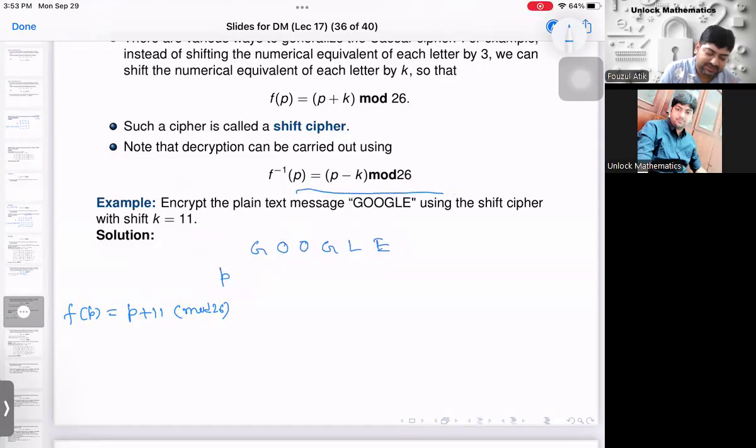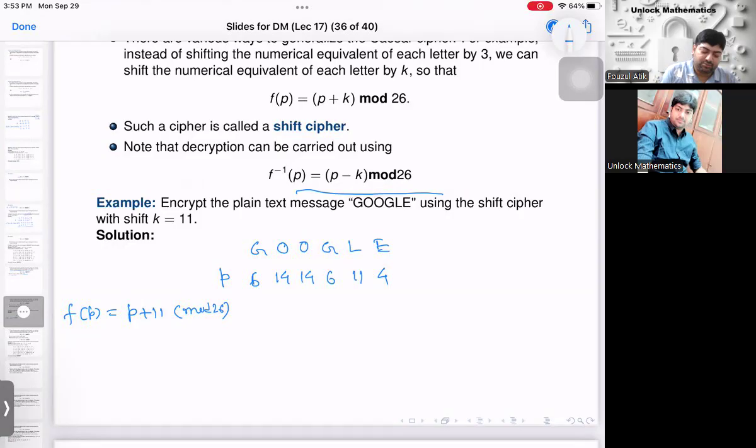So P plus 11 mod 26. What is P? If you look at that list, G was represented by 6, O was represented by 14, again O 14, then again G 6, L was represented by 11, and E was represented by 4. These were the numbers, so you can check the list.